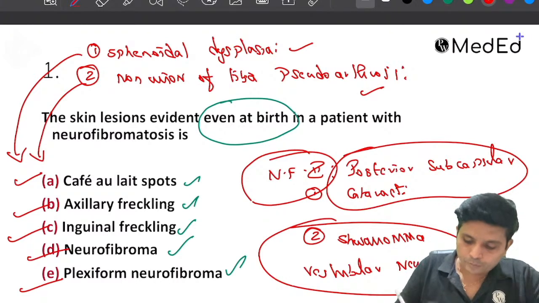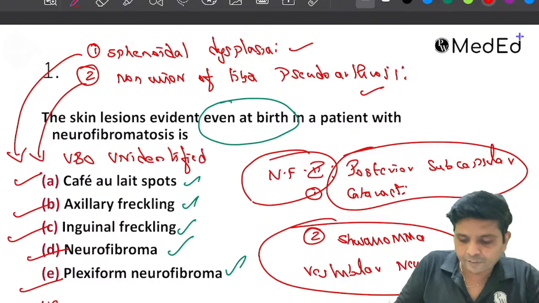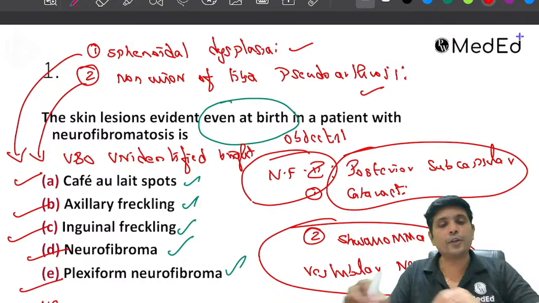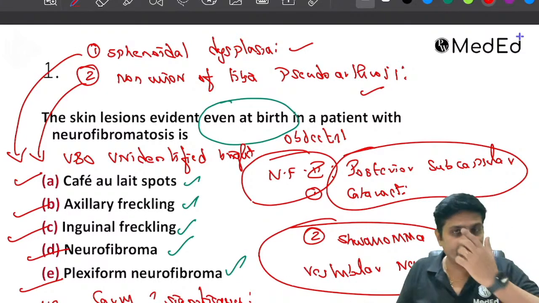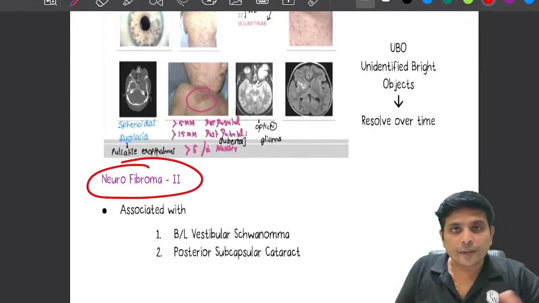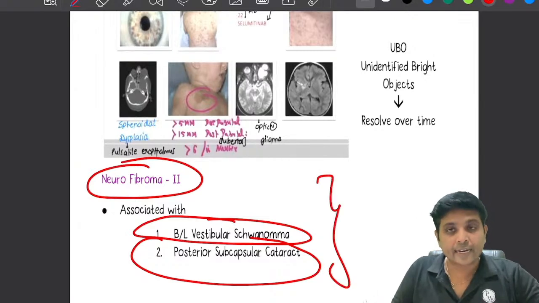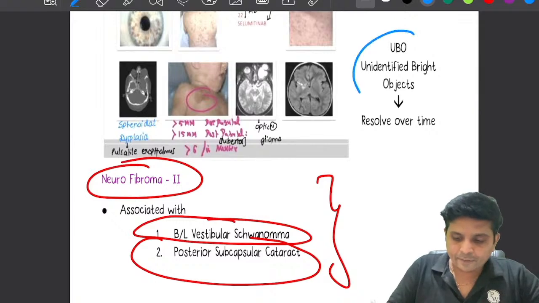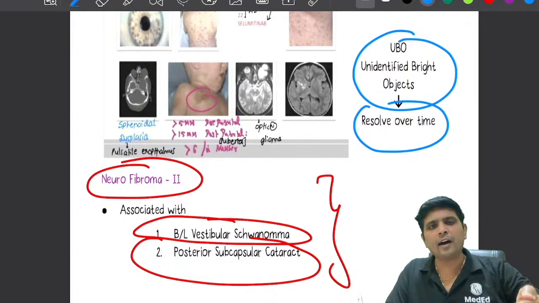One more point in neurofibroma 1 is UBO. Can anyone tell me what UBO is? UBO means unidentified bright objects, which doesn't carry any significance. As we have discussed already, bilateral vestibular schwannoma and posterior subcapsular cataract are for NF2. Whereas for NF1, unidentified bright objects or UBO on an MRI don't carry any significance and resolve over a period of time.